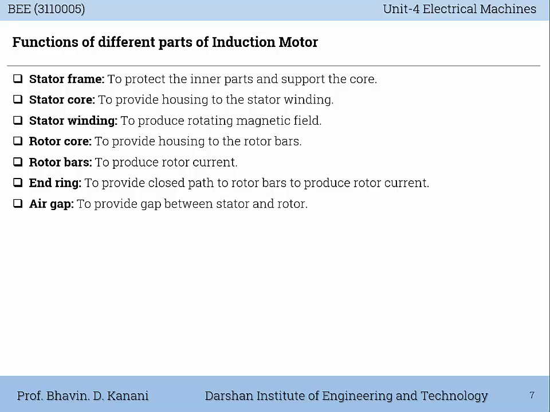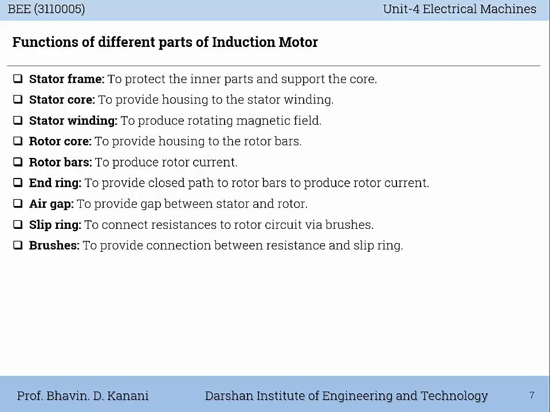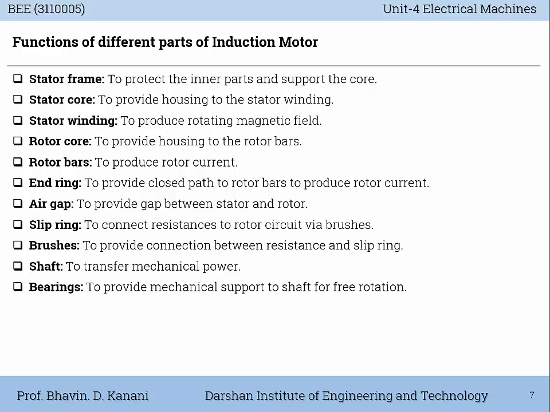The function of air gap is to provide the gap between stator and rotor. The function of slip ring is to connect resistances to rotor circuit via brushes. These resistances are external resistances. The function of brushes is to provide connection between external resistances and slip ring. The function of shaft is to transfer mechanical power. The function of bearings is to provide mechanical support to shaft for free rotation.